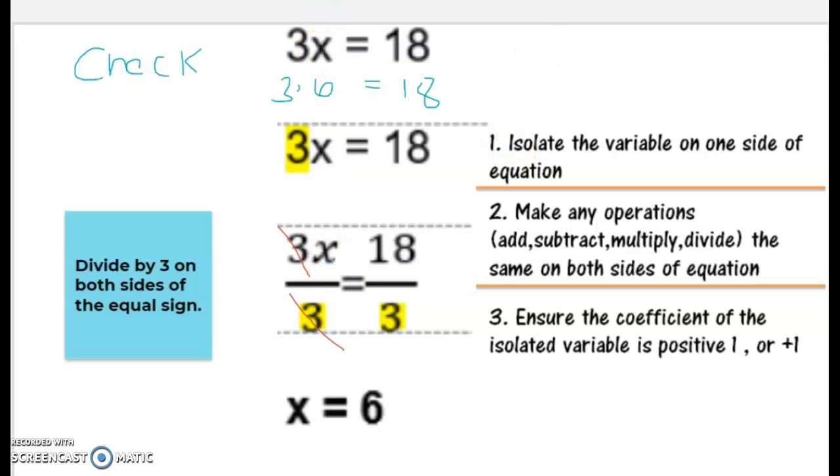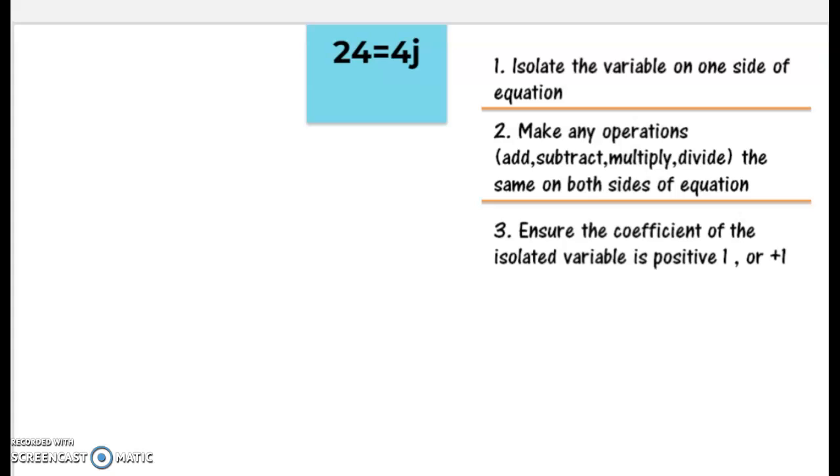All right, let's do another one. So this one says 24 equals 4j. Again, I told you that you will have different letters that represent the variables. Okay, so 24 equals 4j. So that means a number times 4 is 24. I'm sure you know the answer to that, but it's super important that you know how to solve it.